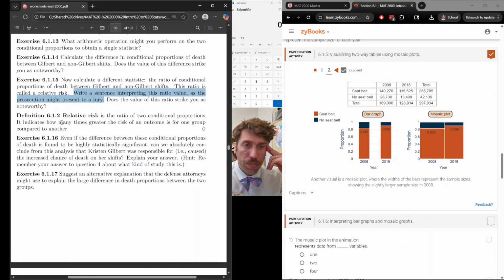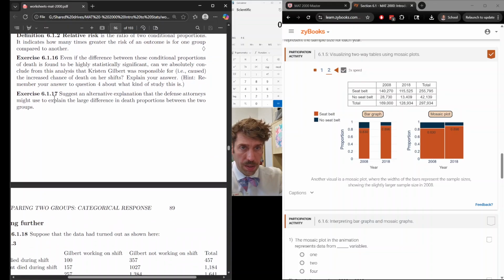Okay. Now here's a definition that can help you a little bit while you answer that. Relative risk is the ratio of two conditional proportions. Ratio means divided, so one divided by the other. It indicates how many times greater the risk of an outcome is for one group compared to another.